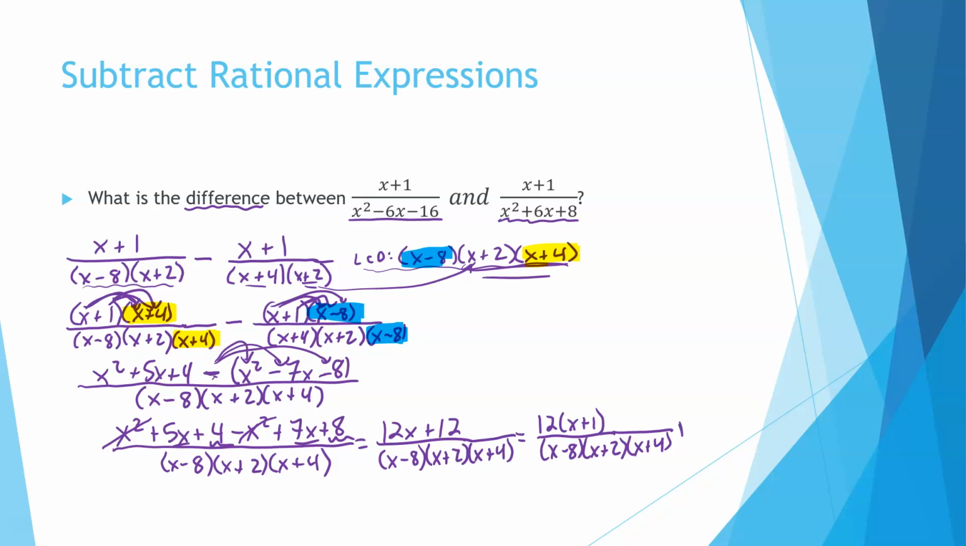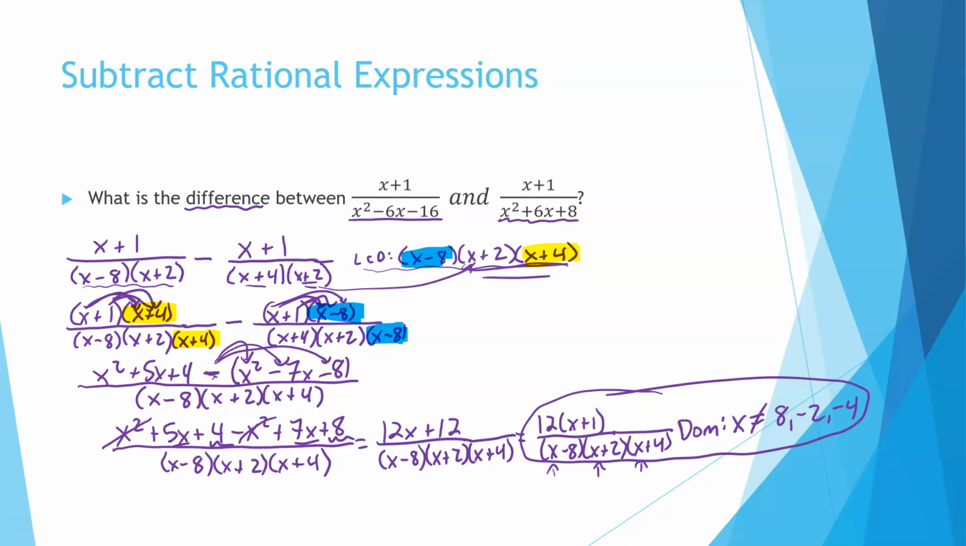We do like to get in the habit of writing our domain restrictions, even though we didn't cancel anything here, so I could actually see all the restrictions. I'm going to put them in. X can't be 8, -2, or -4, because all three of those things would make the denominator 0. Okay, so good review also of what we did yesterday. It's more practice. The difference is you're distributing that negative in this step, so be careful there.